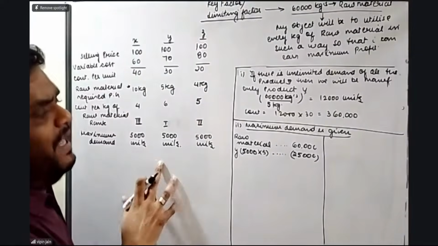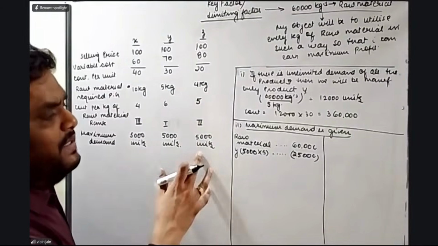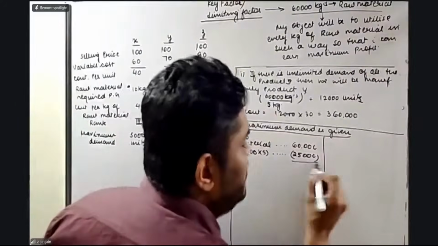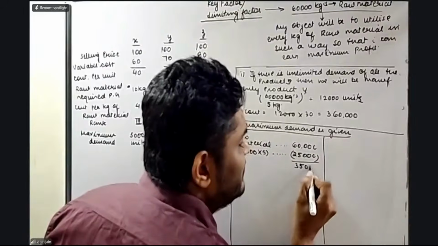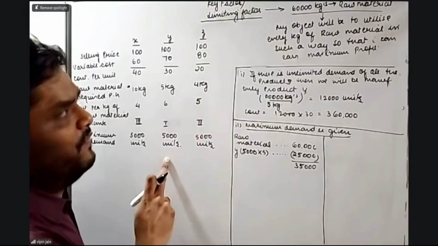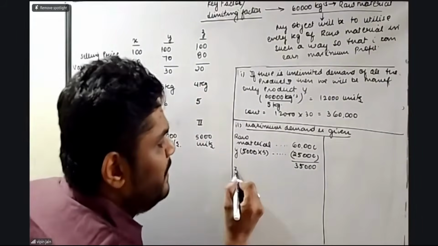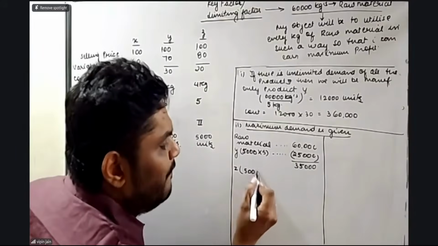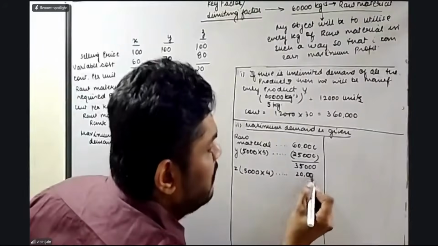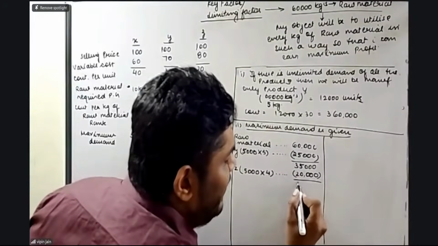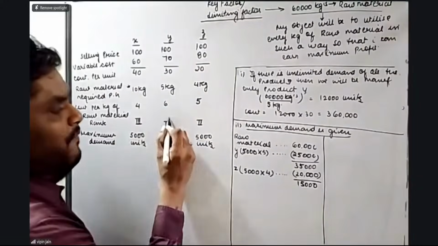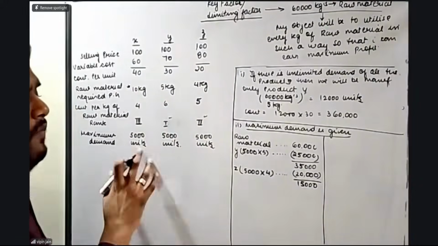Now, once Y is done, then we will proceed for Z. For Z, 5,000 into 4, 20,000 kgs is required. And we have how much in hand? 35,000 kgs we still have, since out of 60,000, 25,000 kgs is utilized for Y. So for Z, 5,000 into 4, that is 20,000. Still, we have 15,000 that can be used to manufacture product X because Y demand is over, Z demand is over. Now we'll move towards X.